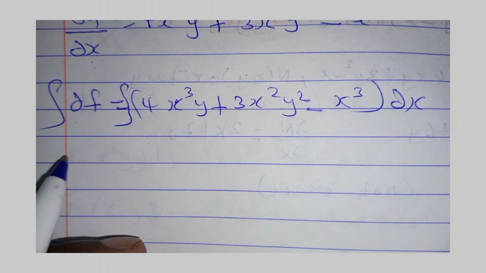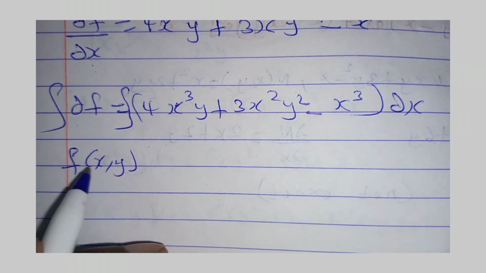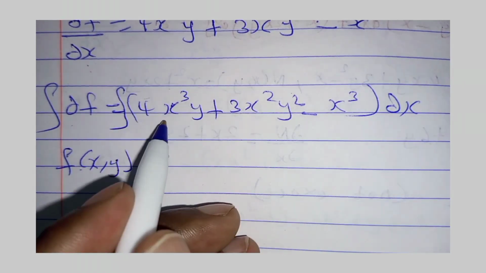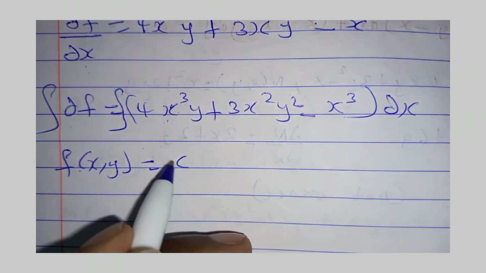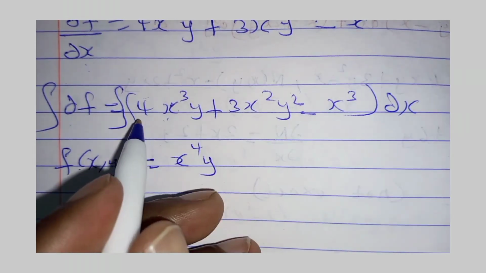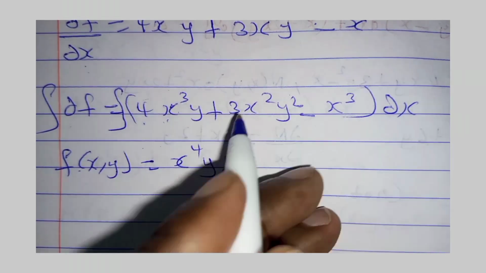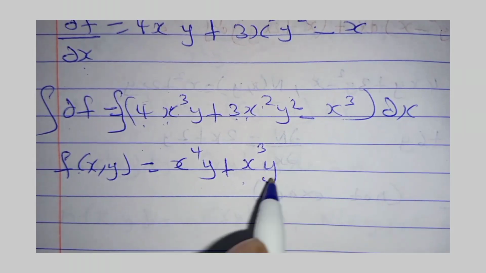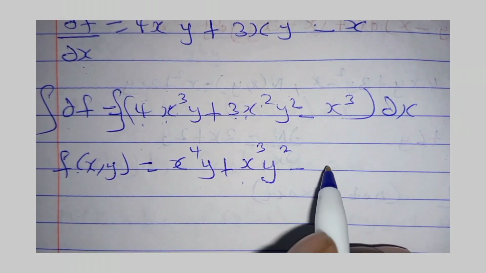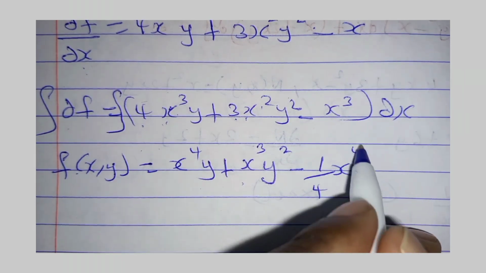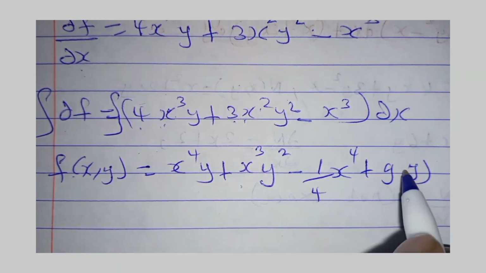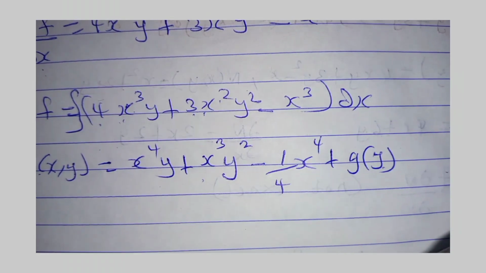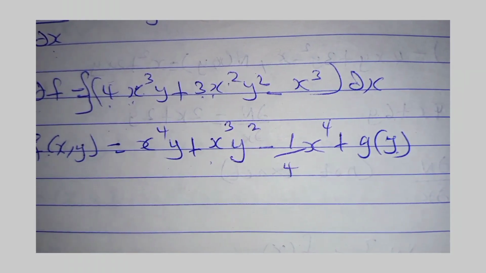When you integrate and differentiate, you are going to get a function f of x, y, which is equal to, and we are going to integrate term-wise. When we integrate 4x cubed y, it will give us x to the power 4 y, where the 4 cancels, plus 3x squared y squared integrated will give you x cubed y squared, where the 3 cancels, minus 1 over 4 x to the power 4, plus a function of y.